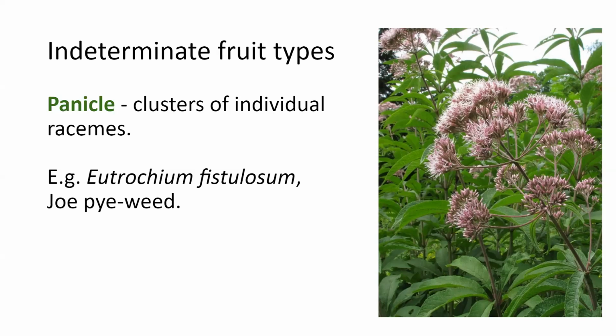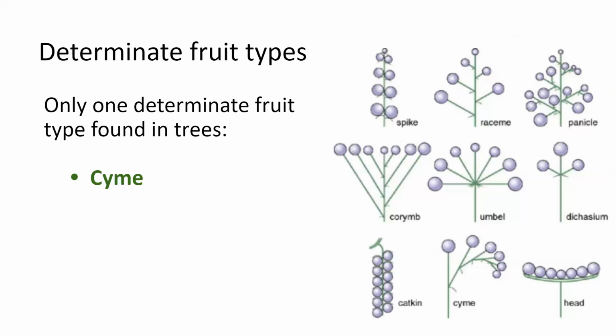Pollinators love it, and you can see that the inflorescence has racemes that are attached to that central stem, making a compound inflorescence. And it will continue to lengthen and grow as long as it can until the frost. Okay, so those are all of the indeterminate flowering and fruiting types.